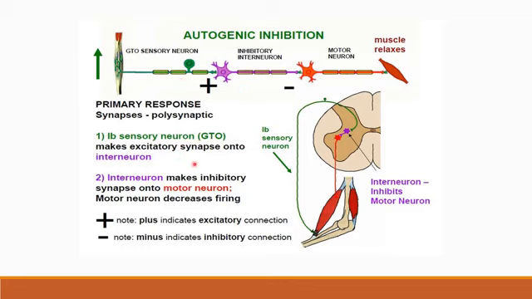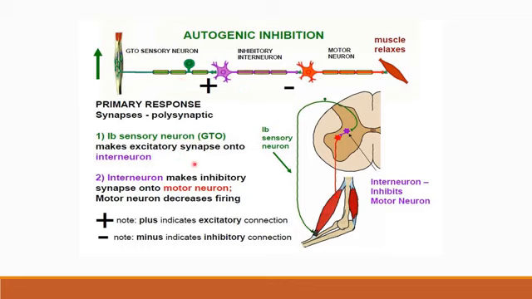The other effects of this autogenic inhibition are the inhibition of synergistic muscles, as we have already seen in the previous slide, and excitation of antagonistic muscles. So the antagonistic muscle gets excited. It makes an excitatory synapse on the interneuron, which causes the antagonistic muscle to contract. For this, the example is the clasp-knife reflex.